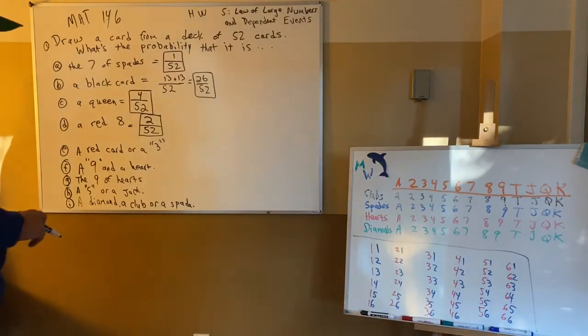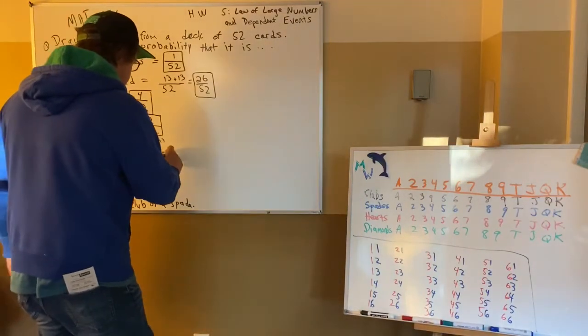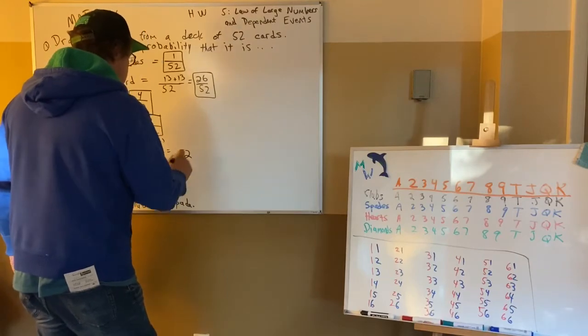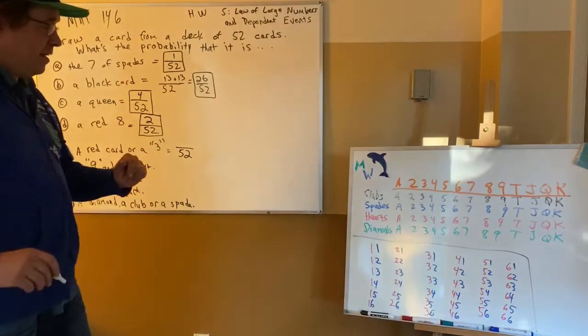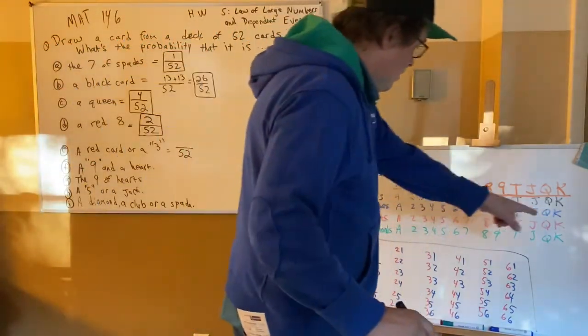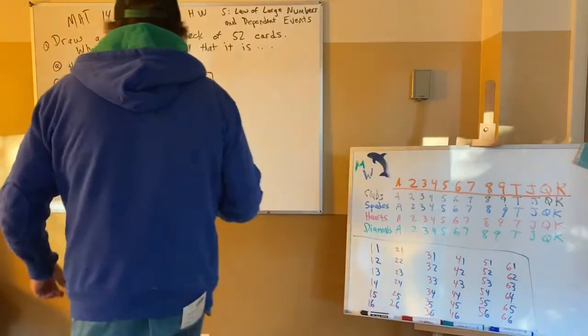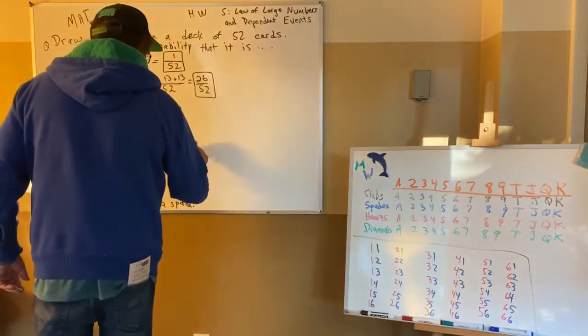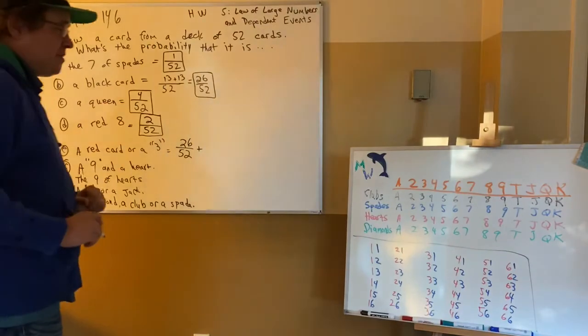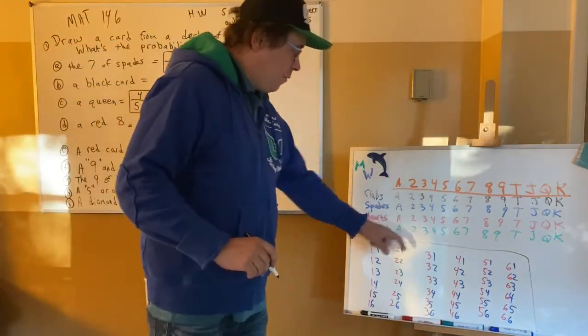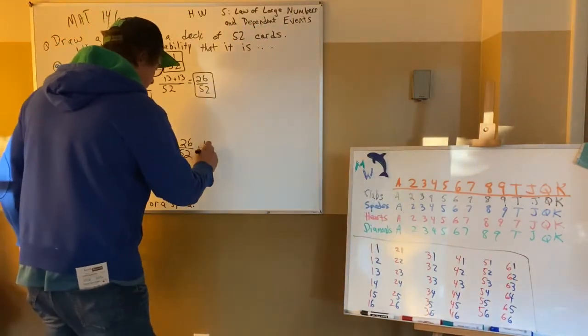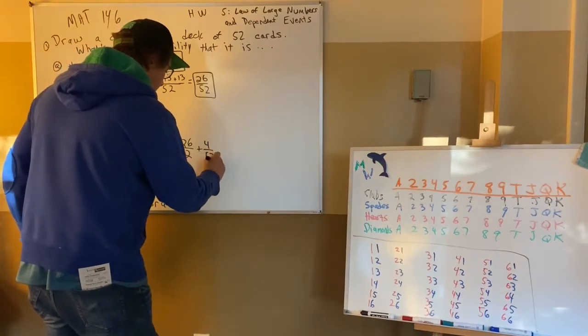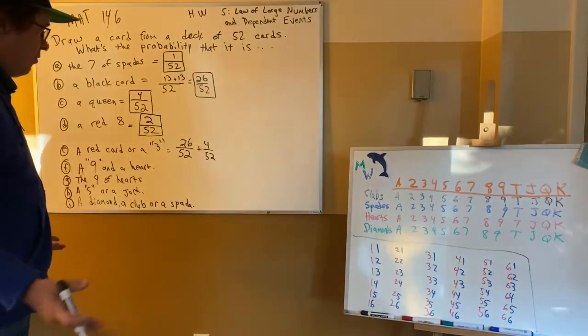A red card or a 3. So we're going to look here, we've got 52 cards that we're starting with. How many are red? 13 hearts, 13 diamonds, 26 cards are red. Plus, how many 3s are there? 4 3s. If they're disjoint, we can add them and be done with 30 over 52.